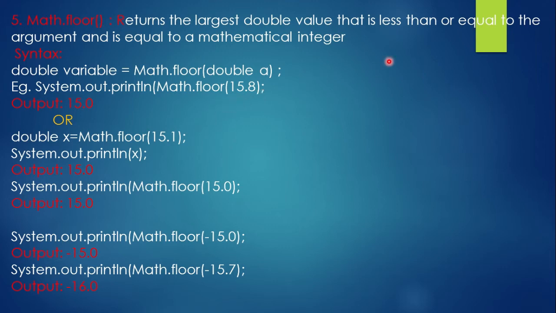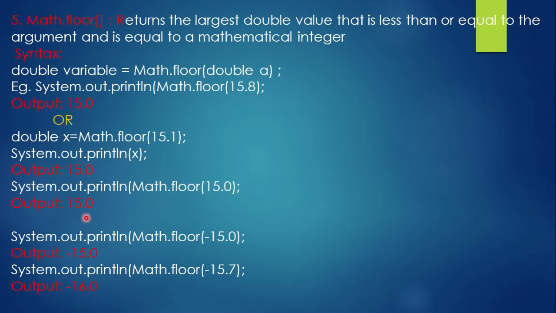Floor means a value less than or equal to the given argument. So for 15.8, less than or equal to, definitely the value will be 15.0. That's why I am giving 15.8. You will not get any higher value, but you will get a value which is equal, otherwise less than. So 15.0. Now this can be written this way itself. You are storing your answer in a variable, then printing it. For 15.1, what will be the answer? 15.0. Now when you give 15.0 itself, you will get the same value.